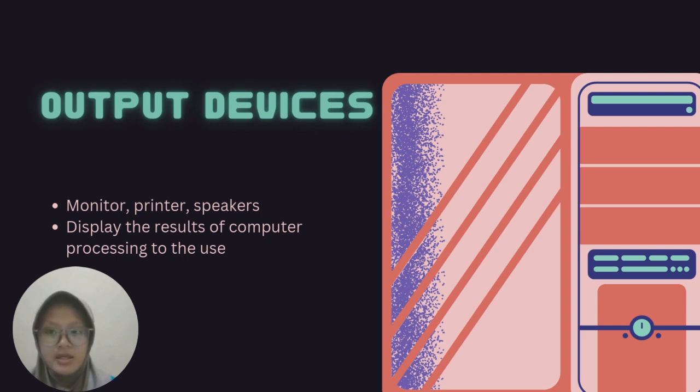Output devices are how the computer communicates results back to the user. Some common output devices include the monitor, which displays visual information, the printer, which produces physical copies of digital files, and speakers, which output sound. These devices are essential for users to receive and interpret the computer's processed data.